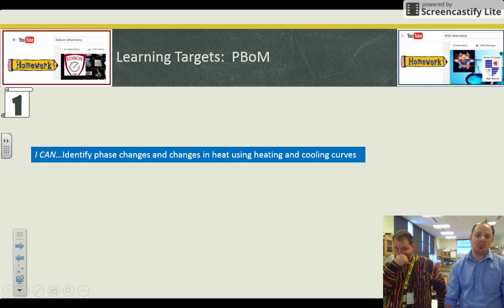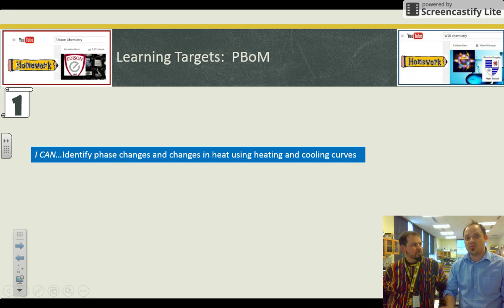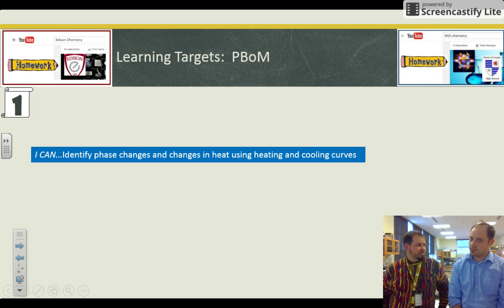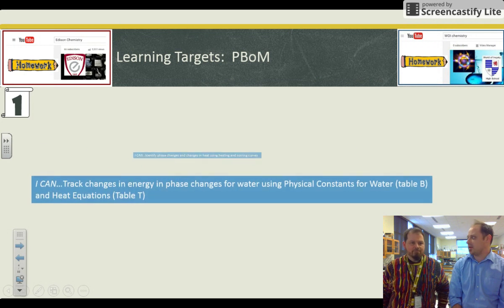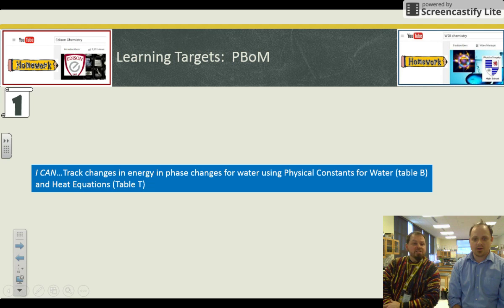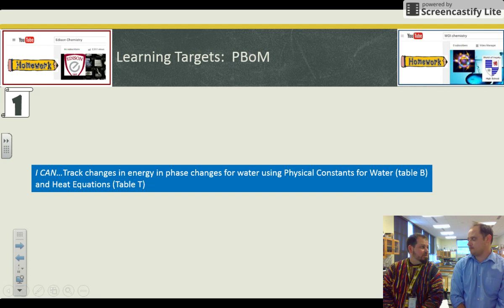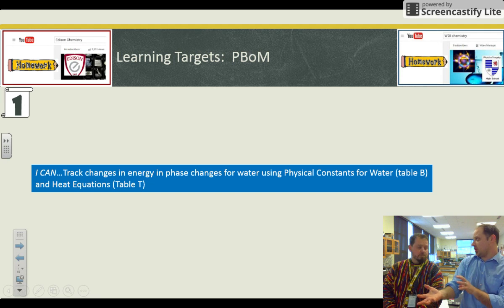Can you identify phase changes and how heat relates to those phase changes using a heating and cooling curve? You guys will get the hang of this. Slants and flats, that's what this kinetic and potential energy is. Track changes in energy and phase changes for water, physical constants. So this is going to be some more plugging and chugging off a table T. So basically using that heating and cooling curve to actually calculate heat through the heating and cooling curve.